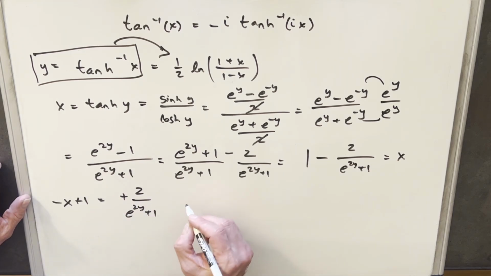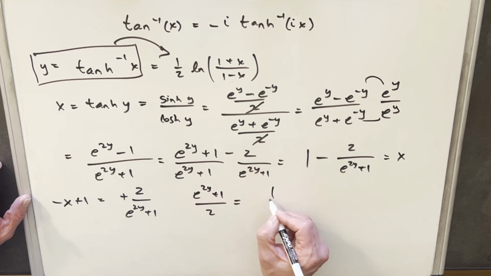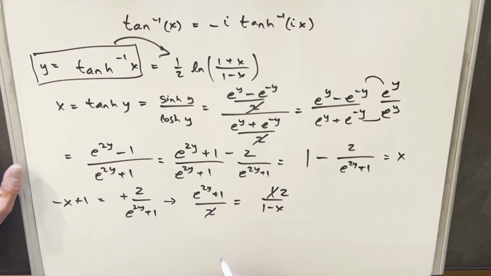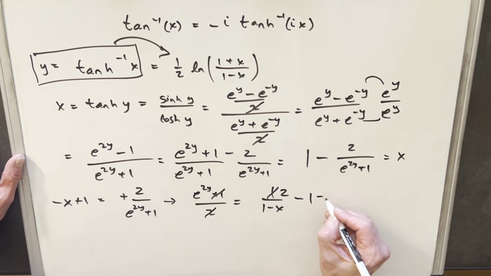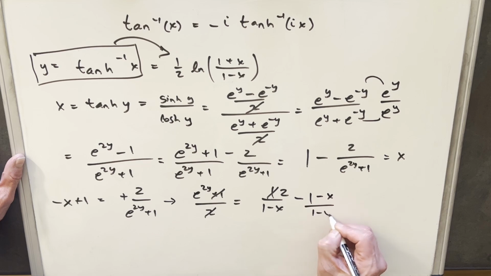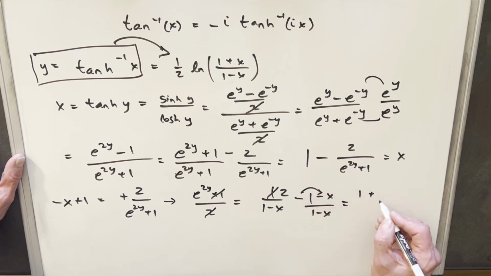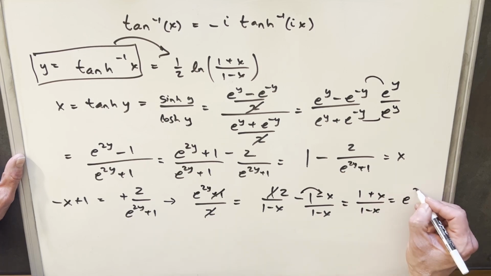We can take the reciprocal on both sides. So we're going to have e^(2y) plus 1 over 2 equals 1 over 1 minus x. I can multiply a 2 on both sides, so we have a 2 on top over here. I'll subtract off the 1. Now this 1, we can get a common denominator, and we can write this as 1 minus x over 1 minus x. So then what do we have left? We're going to have here 2 minus 1 is 1, and then distributing in this minus sign, 1 plus x over 1 minus x equals just e^(2y).